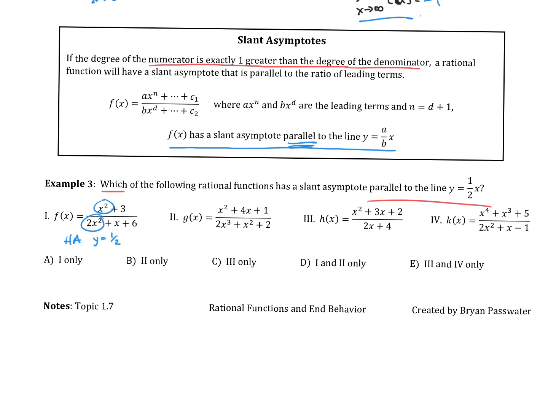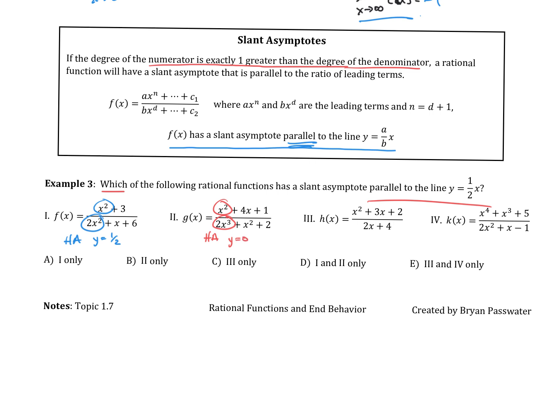All right, let's look at number 2. What am I looking at in my numerator? X squared. What am I looking at in my denominator? 2x cubed. Does that give me a slant asymptote? No, it also gives me a horizontal asymptote. This time at what? Y equals 0.